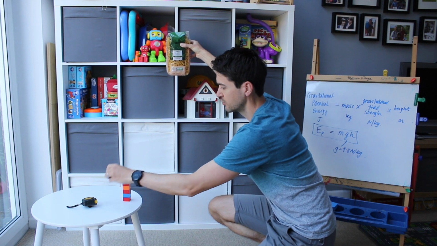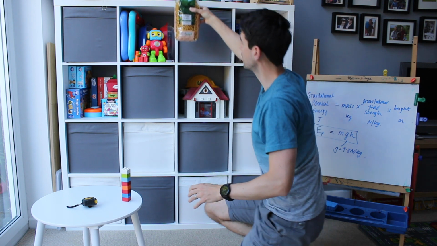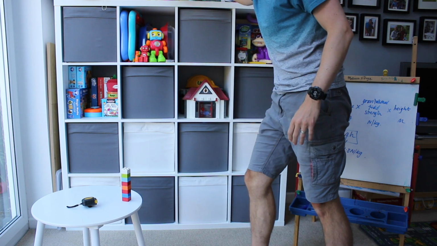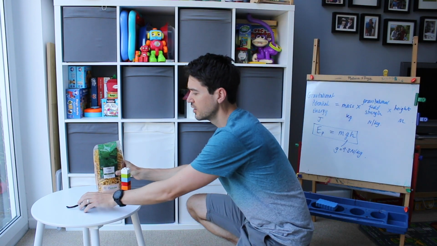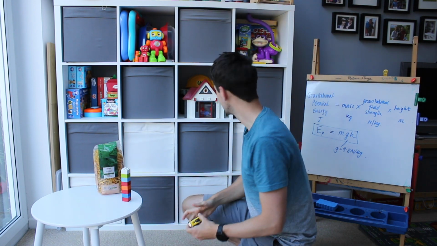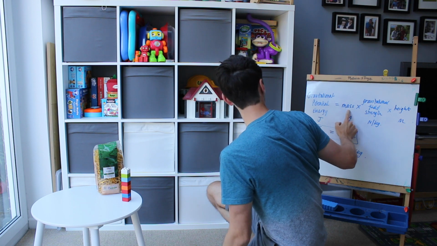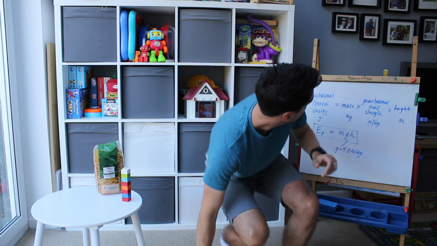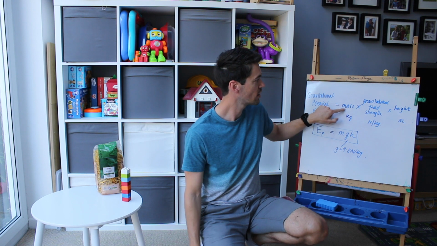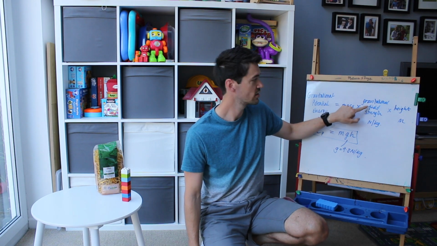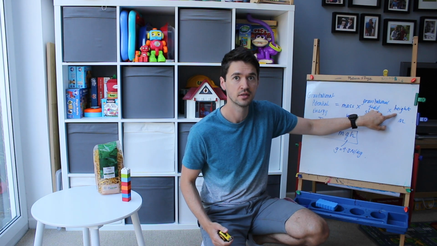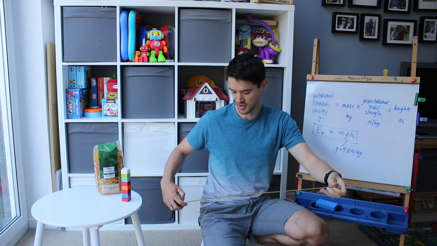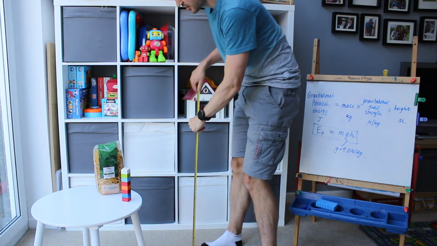Okay, and then finally, when we put it right up at the top, it's going to have even more gravitational potential. Now, what we need to do to get this equation actually working is we know the mass. So over here, we know the mass is 1 kilogram. We know the gravitational field strength is 9.8 because we're on Earth. So we just need to measure the height. Let's have a look at using that then with this tape measure.